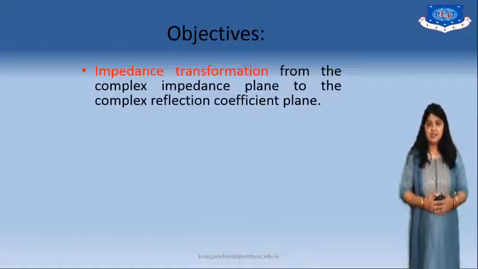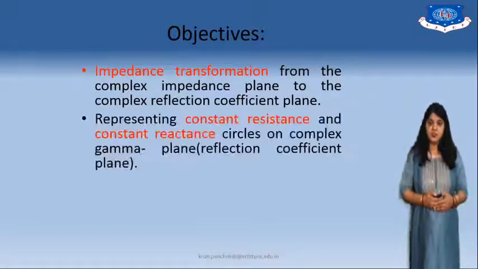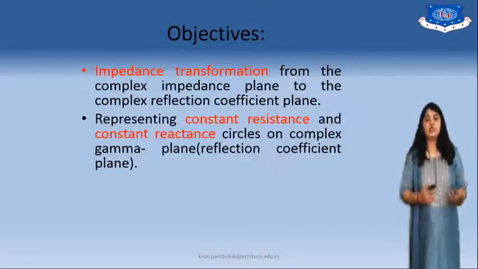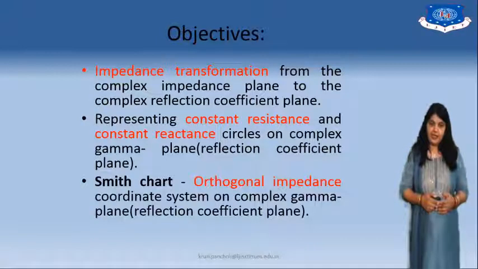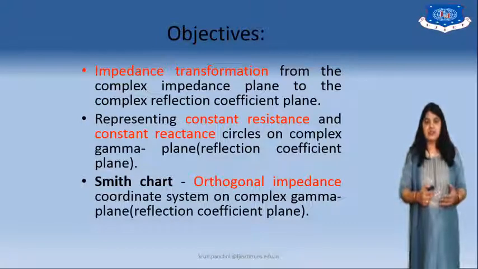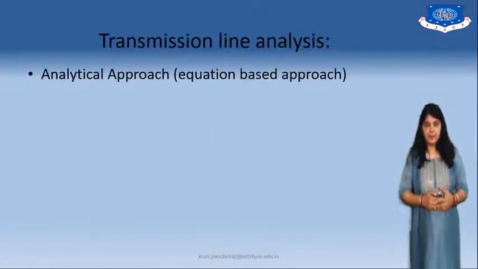Our objective is impedance transformation from the complex impedance plane to the complex reflection coefficient plane. It represents the constant resistance and constant reactance circles on the complex gamma plane, which is also known as the reflection coefficient plane. The Smith chart is the orthogonal impedance coordinate system on a complex gamma plane. It is used for doing the analysis of the transmission line.